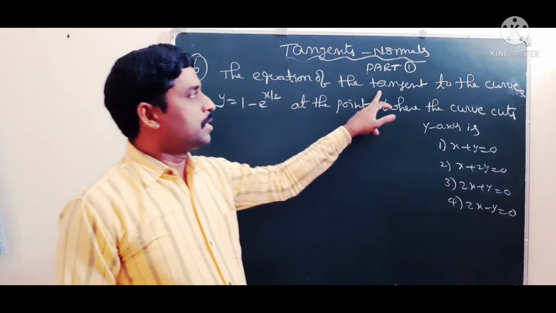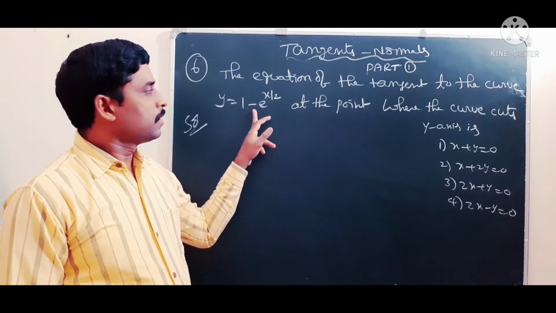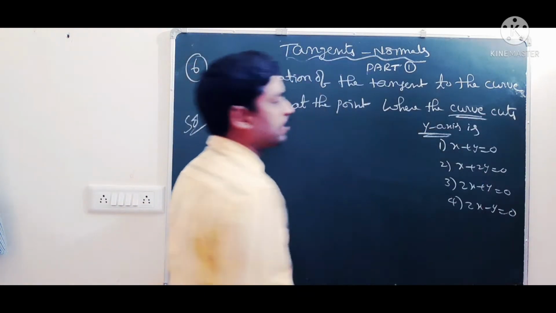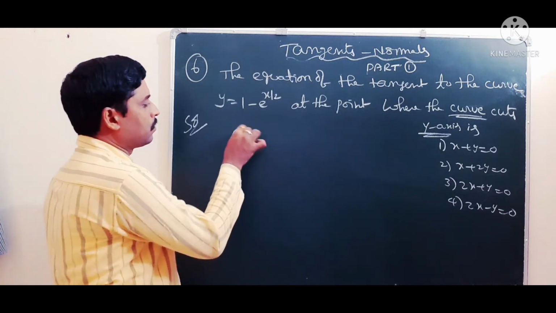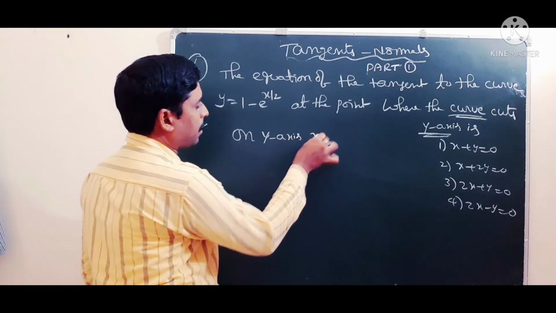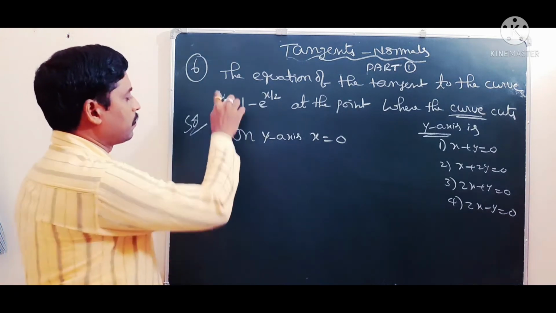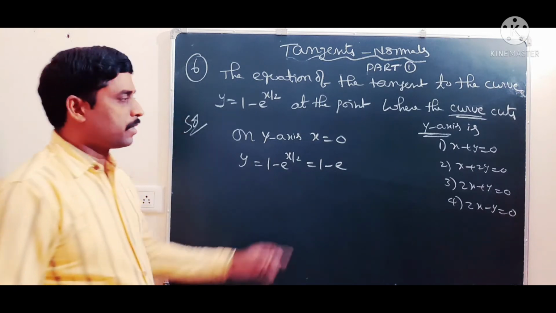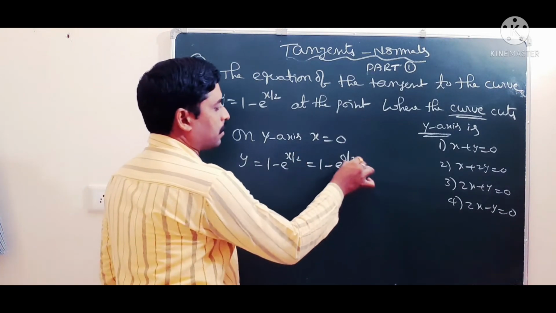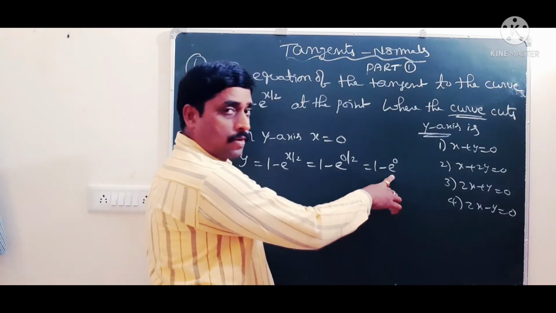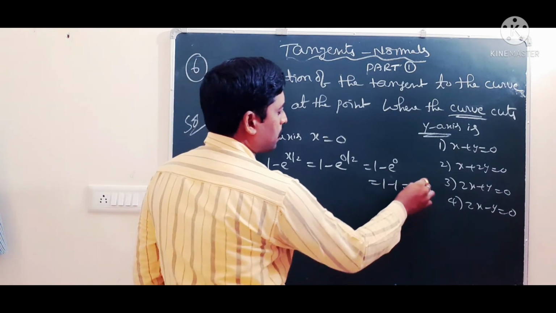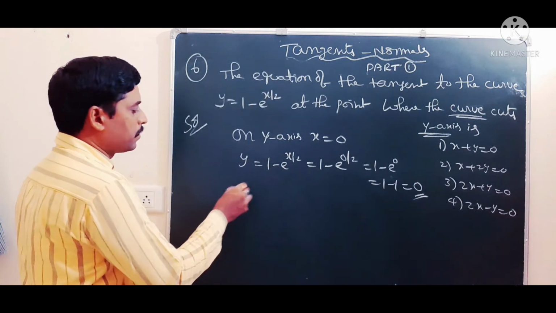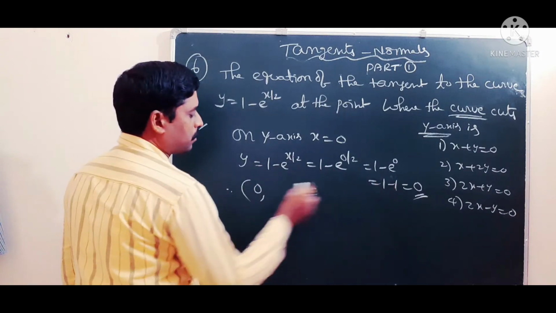The equation of the tangent to the curve, where one curve is given, at the point where the curve cuts the y-axis. This curve cuts the y-axis. On the y-axis, the x coordinate is 0. So what is given? y = 1 − e^(x/2). Placing x as 0, this is 1 − e⁰. e⁰ value is 1, so 1 − 1 is equal to 0. Anything to the power 0 is 1. So what is the point? If the x value is 0, then the y value is also 0.